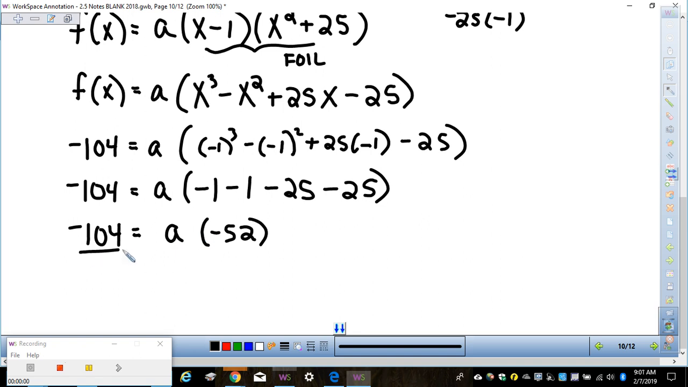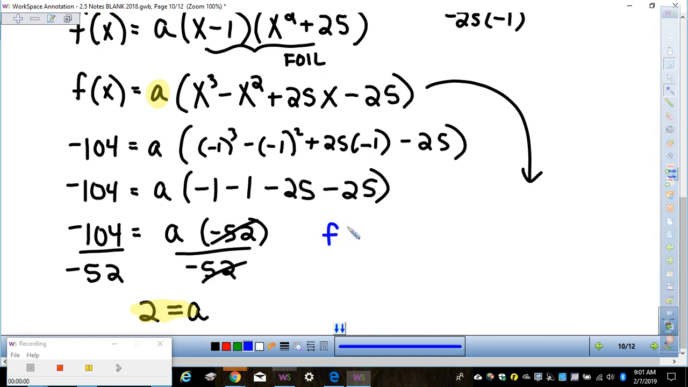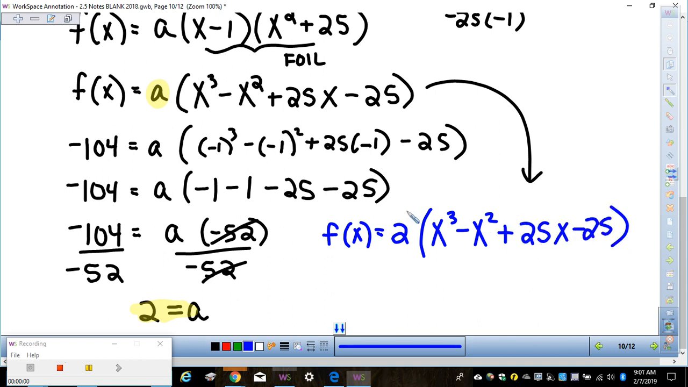That's being multiplied by a, and the result is supposed to be negative 104. So to get a by itself, we'll just divide both sides by negative 52, and we get that a is positive 2. That's our leading coefficient. So what we're going to do now is take that 2, and we're going to plug it back in for a at this step, and then we'll distribute the 2 into those 4 terms on the inside. So I'm going to rewrite this here as f of x equals 2 times the quantity x cubed minus x squared plus 25x minus 25. We'll go ahead and distribute the 2, and that will be our final answer.